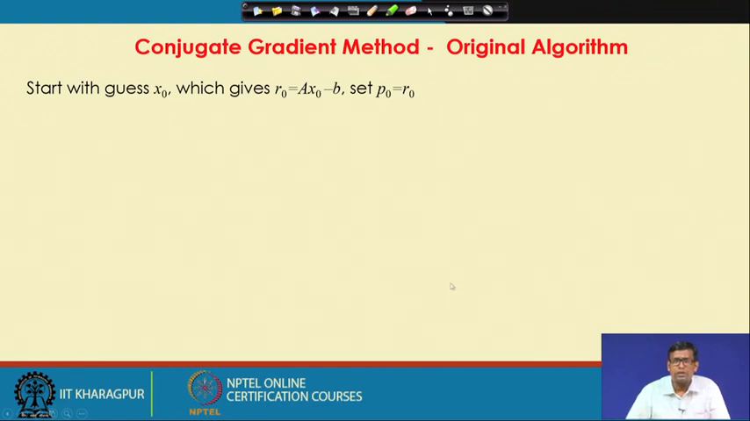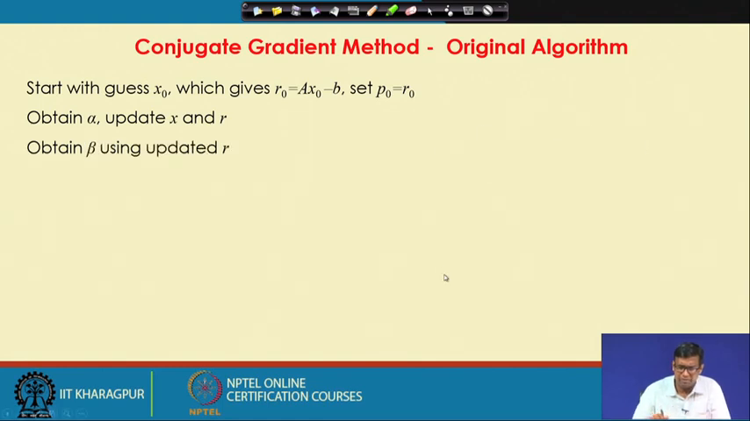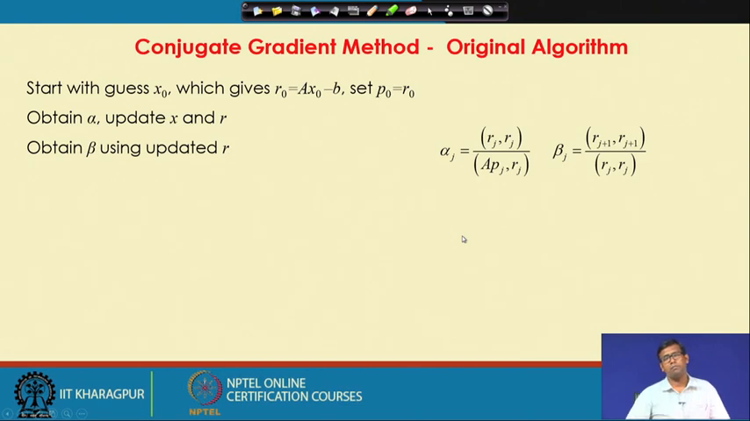The original conjugate gradient method without any preconditioning starts with a guess x0 and computes the initial residual r0 equal to b minus A x0, and sets p0 equal to r0. Then obtain alpha and update x and r. Alpha is obtained using the A-conjugacy of the p vectors and orthogonalization of the r vectors, which is alpha j equal to r j transpose r j divided by p j transpose A p j. Similarly, we obtain another parameter beta j, based on which p will be updated.